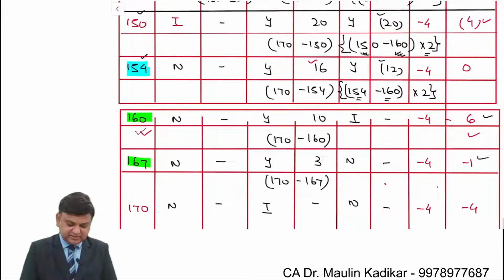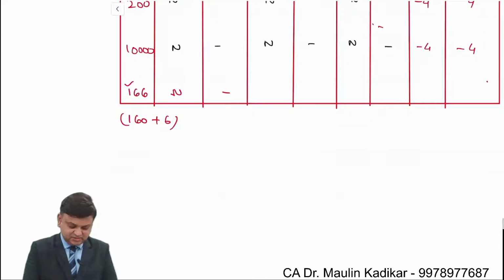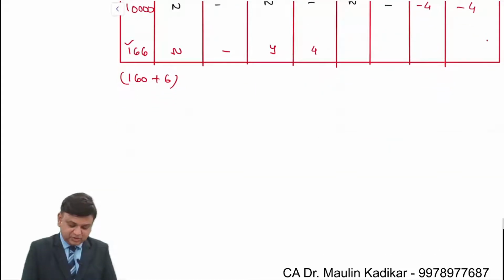166 is less than 170. So in that case, this option is exercised, and 4 rupees is the positive payoff, because you are purchasing the underlying asset at 166 and you sell it for 170.